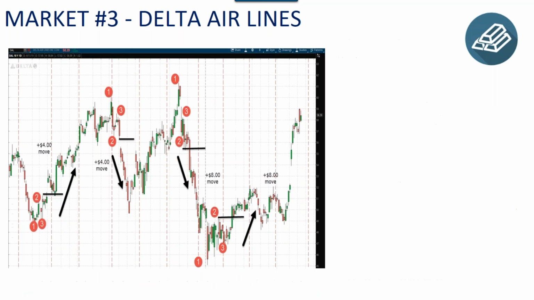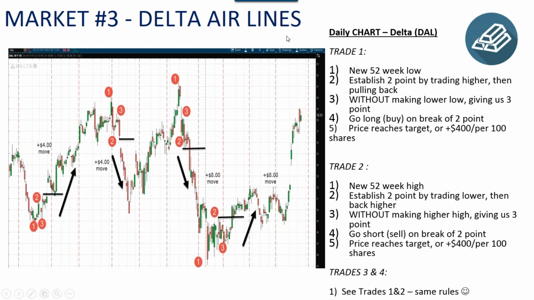Let's look at Delta Airlines. This is probably becoming redundant by now, but let's look at Delta. Here's a 1, 2, 3 bottom, gaps up above the number 2, but comes back and retests the breakout area. That's very common. Boom to the upside.